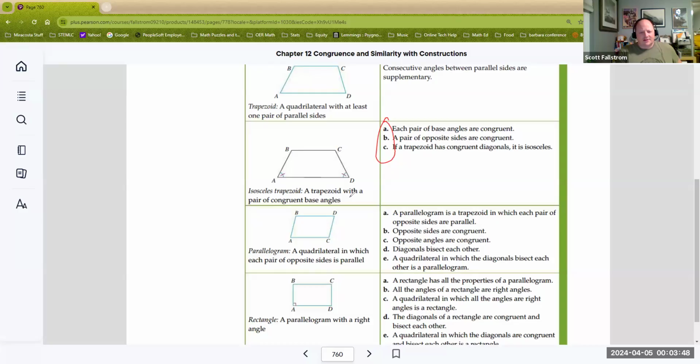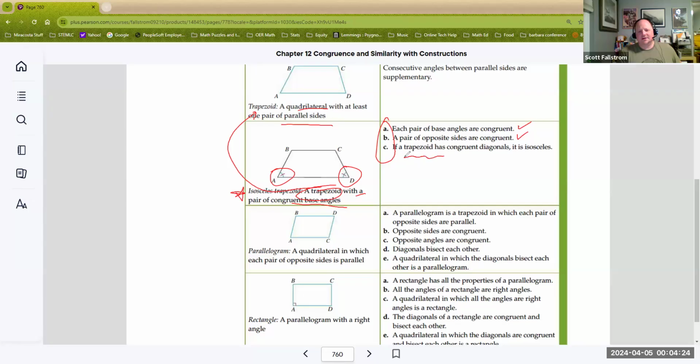Notice the definition. Isosceles trapezoid is a trapezoid, which again, you got to go back up and say, what's a trapezoid? Quadrilateral with at least one pair of parallel sides. If it has at least one pair of parallel sides, then it has a pair of congruent base angles. And they're listed here. So that's the definition. Now, again, what we're trying to show is if something meets that definition, can we guarantee that each pair of base angles is congruent? Can we guarantee that each pair of opposite sides is congruent? So again, that's kind of the idea.